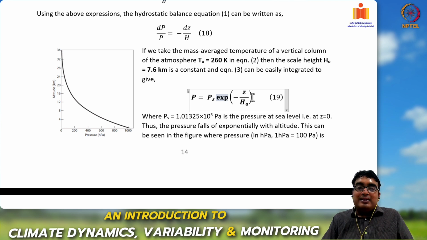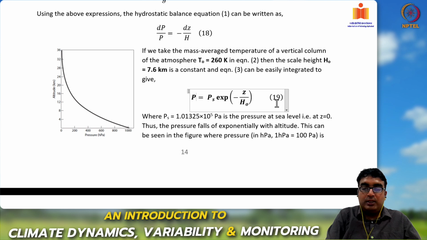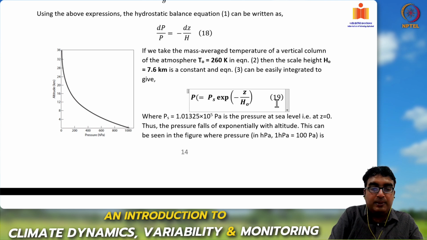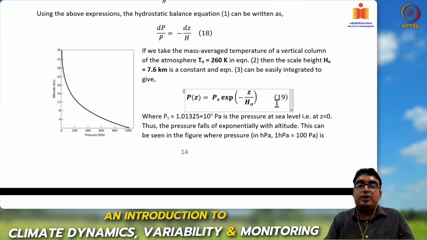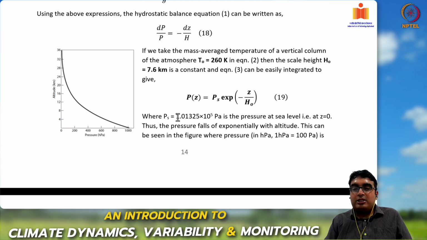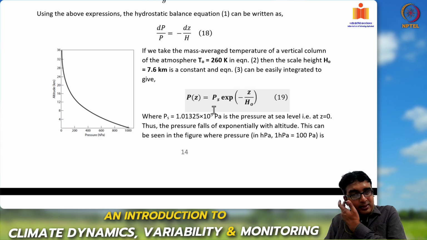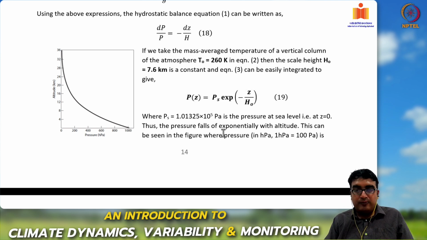So here Z is the altitude at which this pressure is being measured. So here basically what you write is P at a given altitude Z equals P at the sea level, which is taken to be approximately 1.01325 into 10 to the power 5 pascals, which is the standard 1 atmospheric pressure at sea level, and this exponential minus Z by H0. Remember, H0 is 7.6 kilometers, so Z you can also take in terms of kilometers.